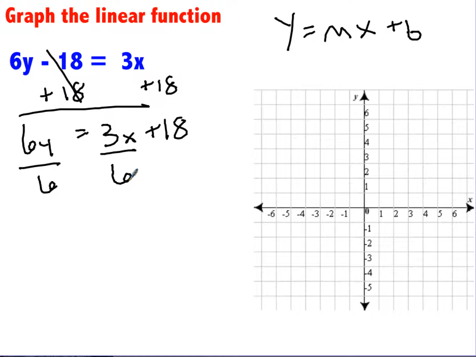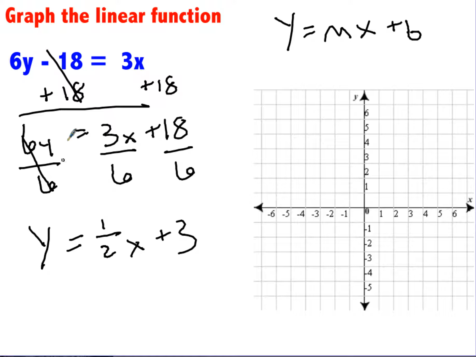To get the y by itself, I just divide both sides by 6. But when I divide by 6, I have to divide everything by 6, not just the 3x. I also have to divide the 18 by 6. I'm left with y equals 3 divided by 6 is 1/2, so 1/2 x, and that would be plus 3. Now I've got an equation that is in slope-intercept form, and I can just graph this as I would normally graph any other line.